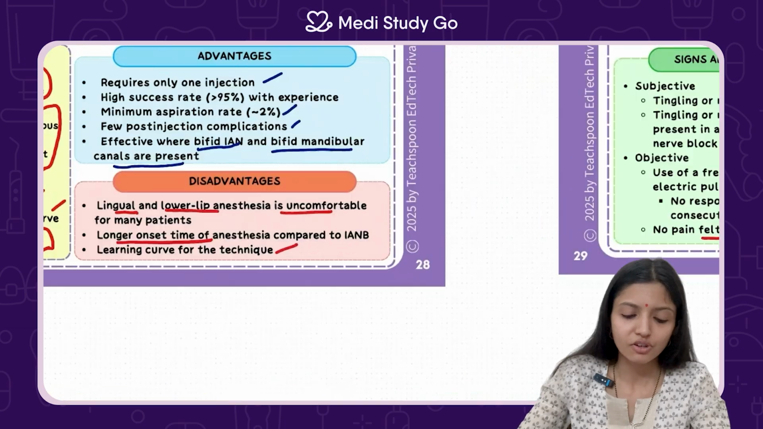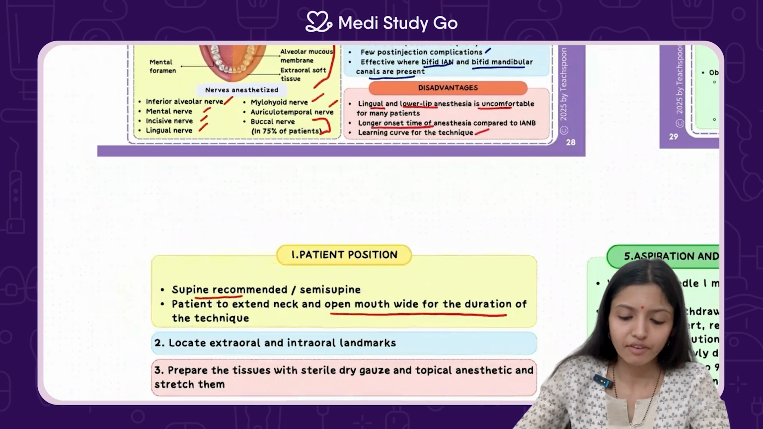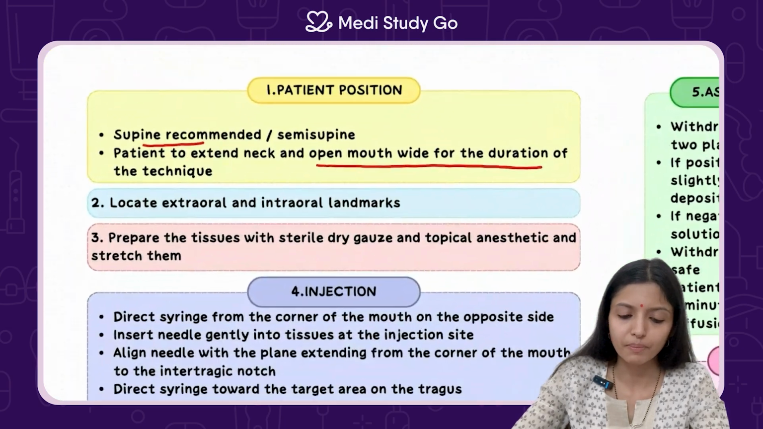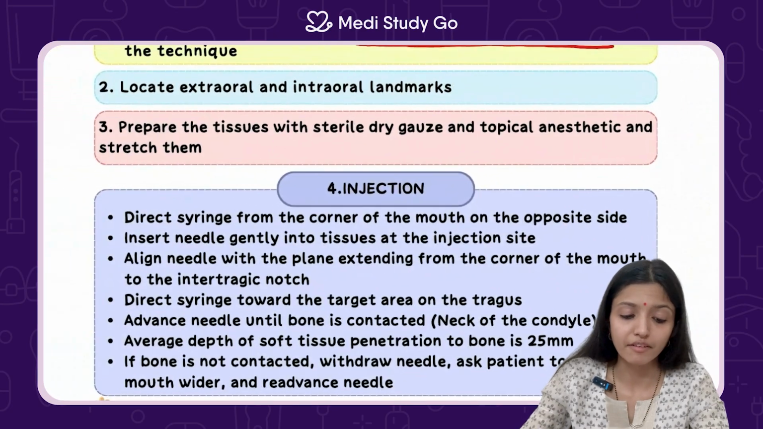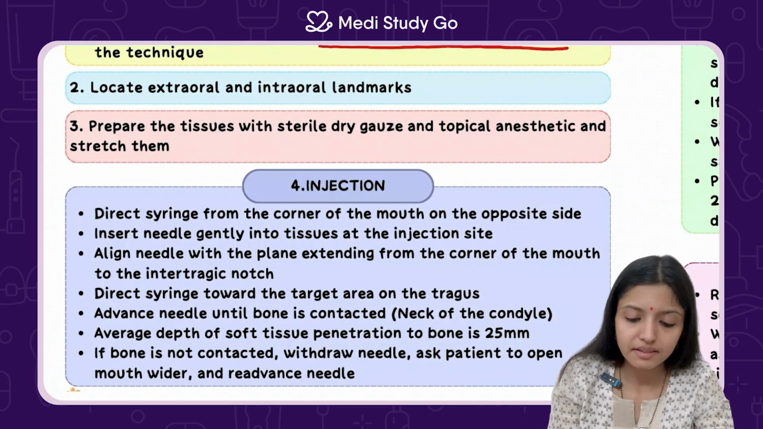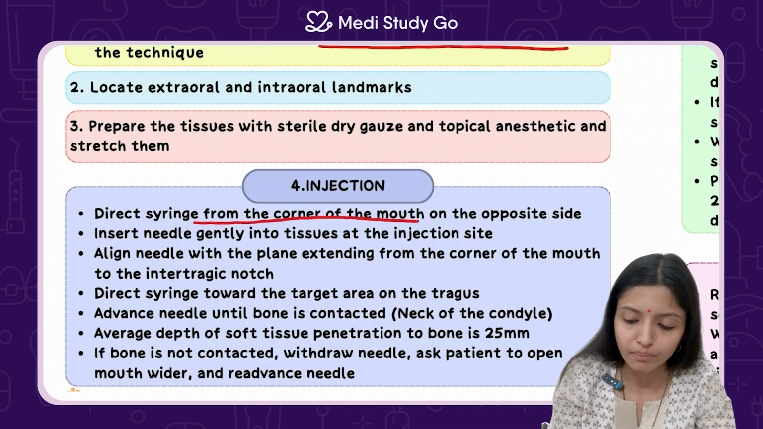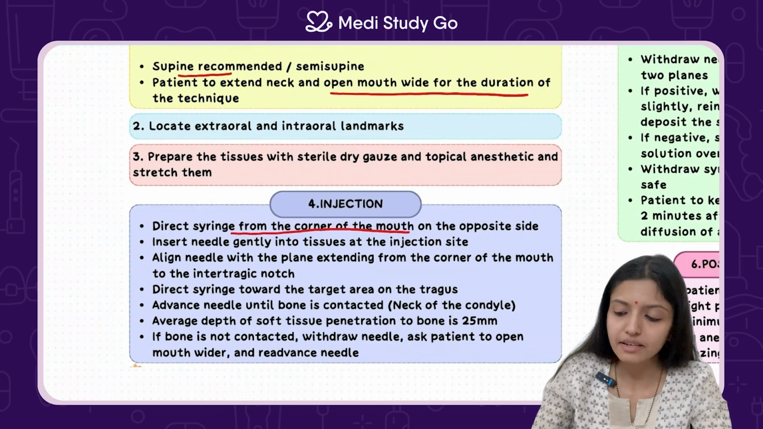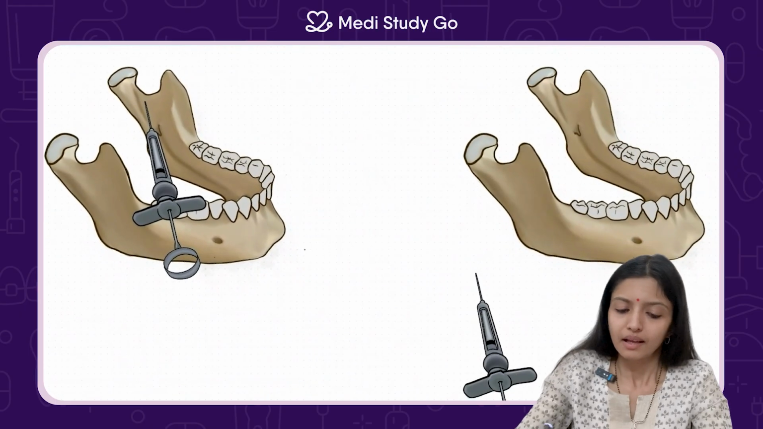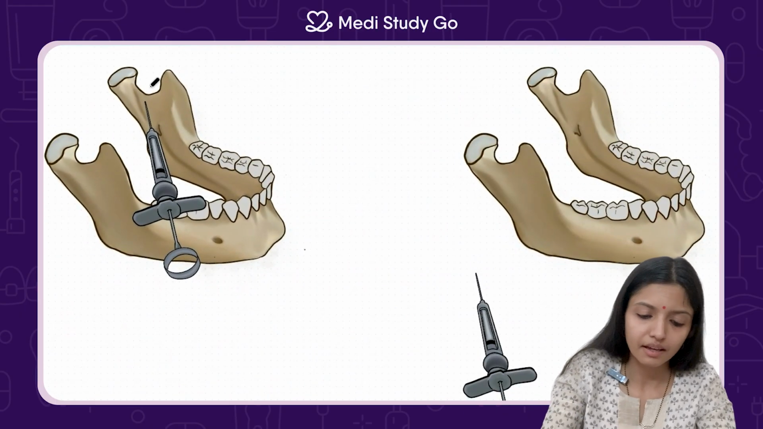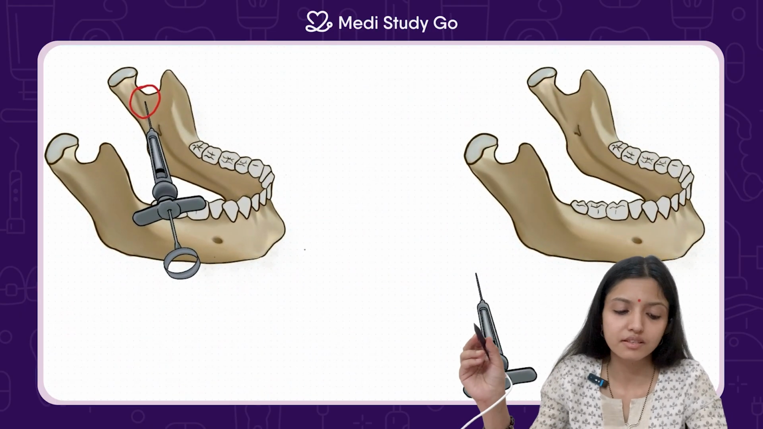So you have placed your patient supine, and once you have located the landmarks, you prepare the area with sterile gauze and topical anesthesia if required. You direct the syringe from the corner of the mouth on the opposite side. So I will explain it to you here. As you can see, this is the area of insertion for the Gow-Gates nerve block.